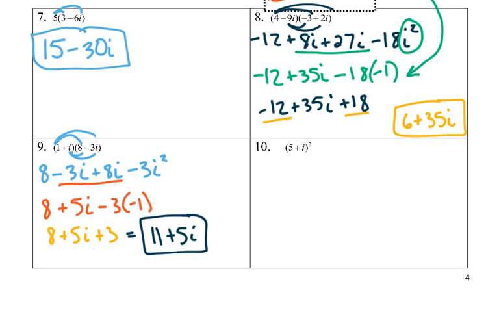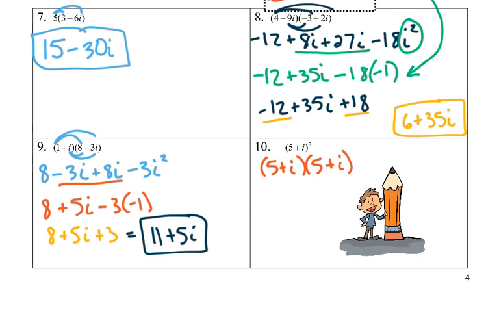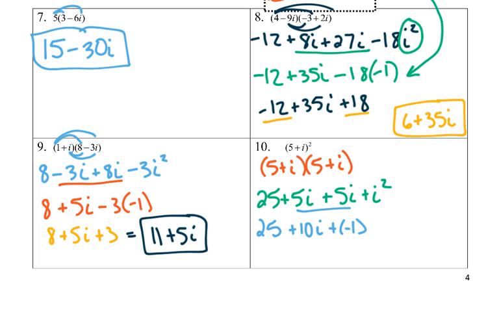Number 10 adds just a little bit of a twist in that we're actually squaring one binomial. So the only difference is that we have to set it up with this extra step to say that (5 plus i) squared is really (5 plus i) times (5 plus i). And then we do the same process that we just did. So give this one a shot. My final answer, I got 24 plus 10i on this one.